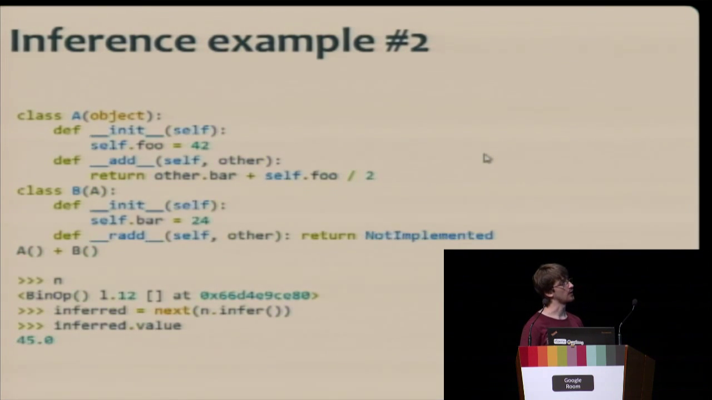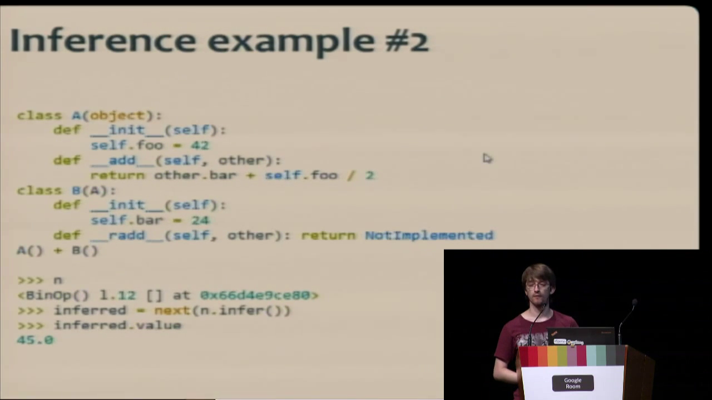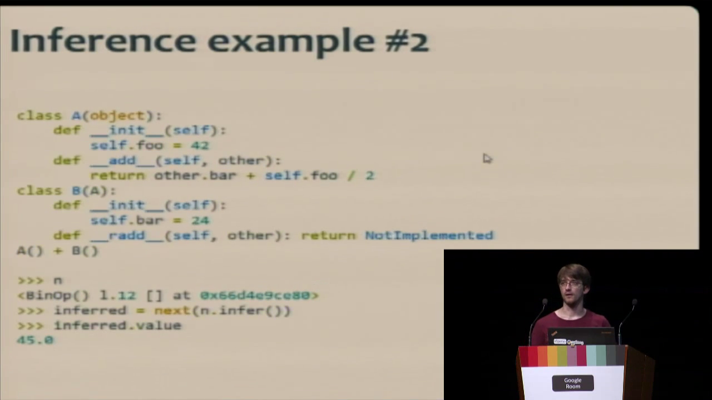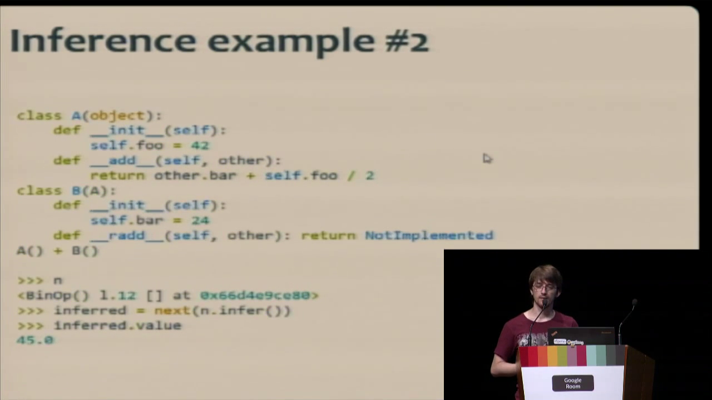This is a more complex example involving binary operators. And if you know the rules of binary operators in Python, they go like that. If you have two different objects and you try to add them, the dunder add method of the left-hand side will be called. And if that doesn't return NotImplemented, then I think the dunder radd method of the right-hand side object will be called.